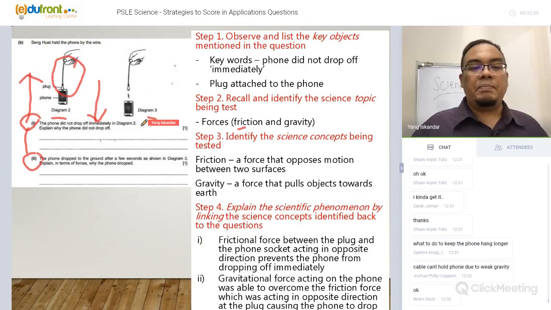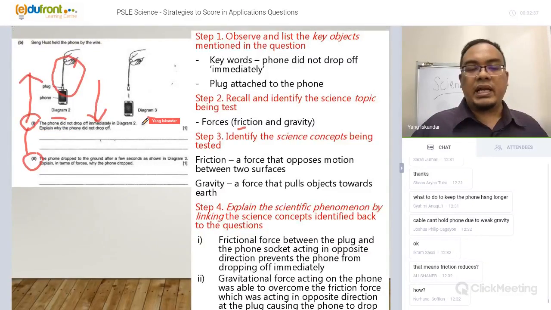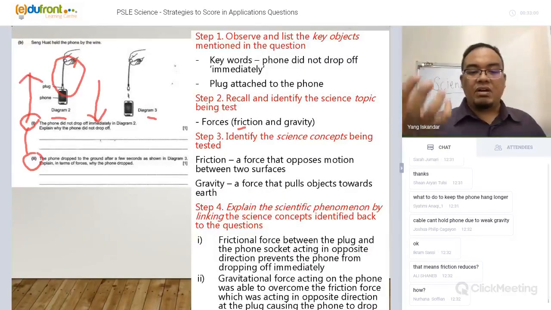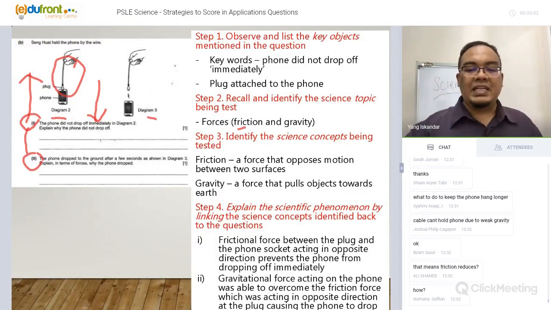So what they mentioned in part 1 is about frictional force, right? That prevents the phone from dropping off immediately. Then in part 2, they ask you, why does the phone drop off eventually? So you need to explain that the gravitational force acting on the phone was able to overcome the frictional force which was acting in the opposite direction at the plug, causing the phone to drop.